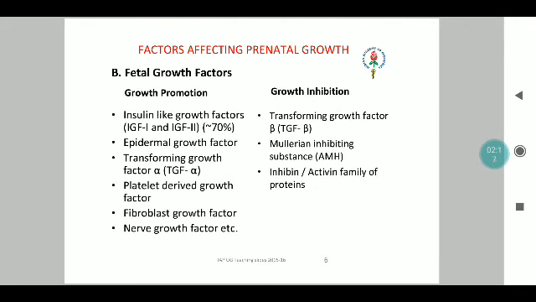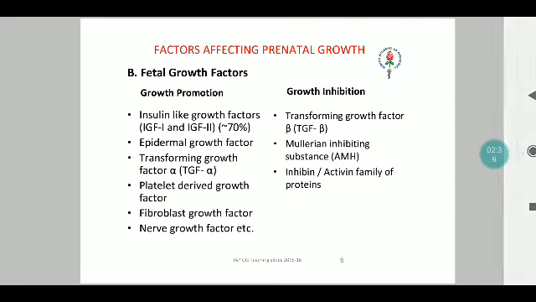If you consider the fetal factors, there are certain factors which help in promotion of growth and certain factors which help in the inhibition. The factors which promote growth include insulin-like growth factor IGF-1 and 2, epidermal growth factors, TGF-alpha, platelet-derived growth factors, and fibroblasts. The growth inhibiting factors include TGF-beta, Mullerian inhibiting substance, that is anti-Mullerian hormone, and inhibin.